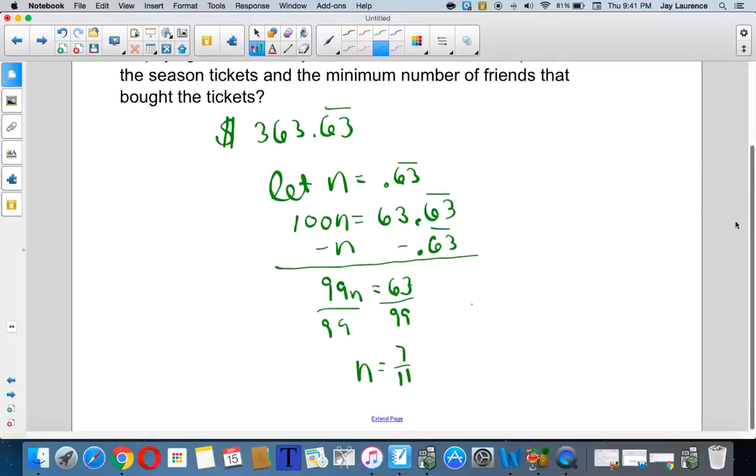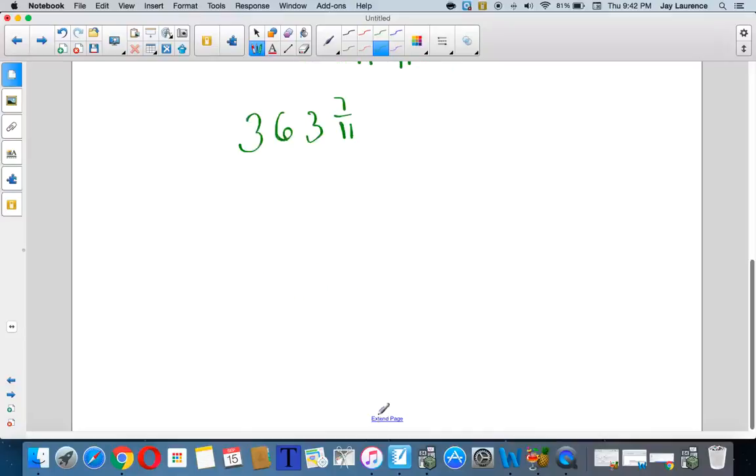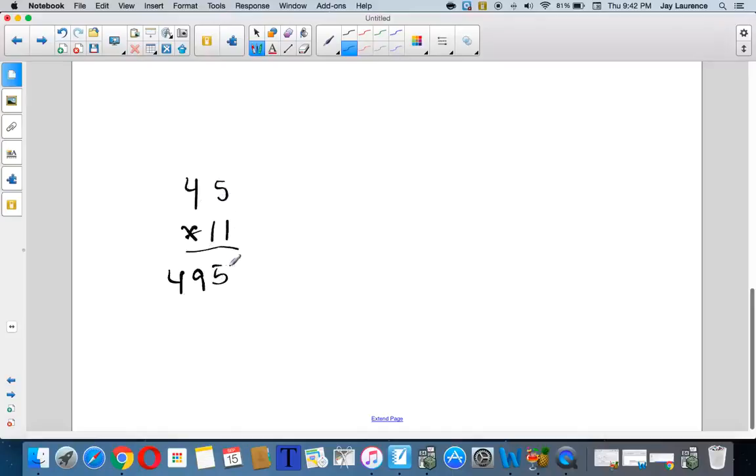And so now I have 363, hold on a second here. I have to put the 363 out front, right? 363 times 7/11ths. And I'm going to turn that into a mixed number. Now before I do, there's a really cool trick for multiplying by 11. You probably don't know it, so let me teach you. Let's say I wanted to do 45 times 11. I can do this in no time. This is 495. You see how quickly I did that?